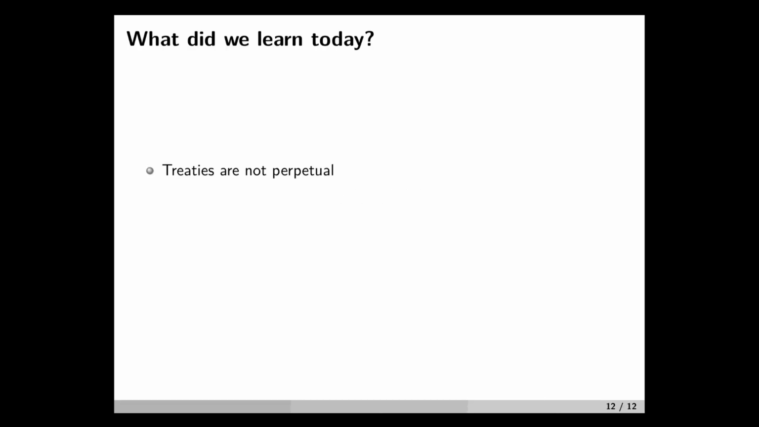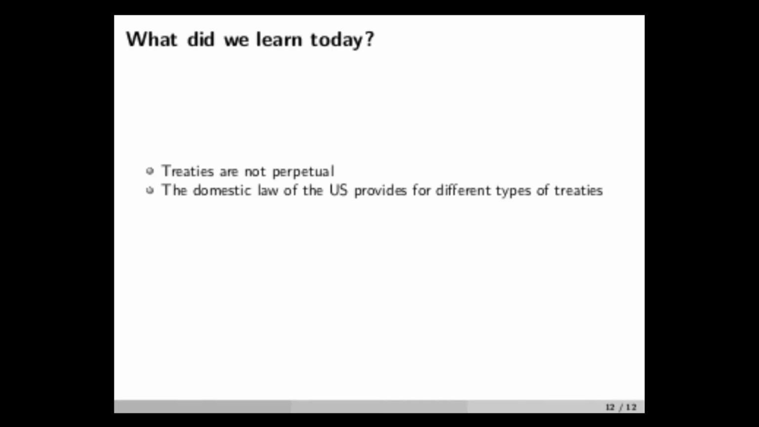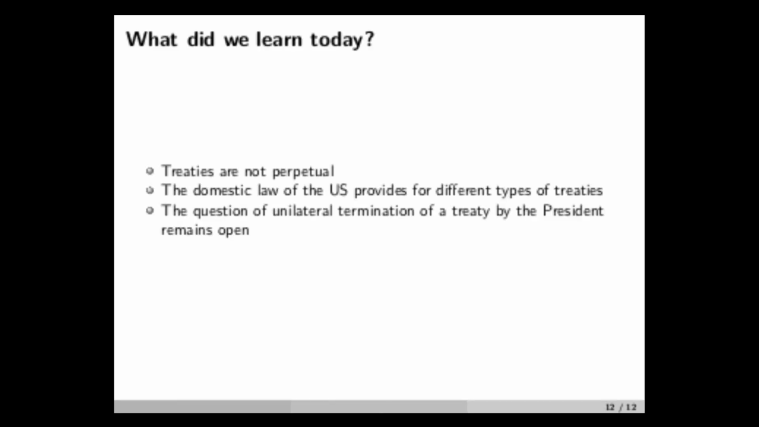So in conclusion, what do we know? We know treaties are not perpetual. They don't last forever. Treaties provide for withdrawal, and in fact they should provide for withdrawal, because of the doctrine of sovereignty. We know that the domestic law of the United States provides for different types of treaties, but we also know that it doesn't matter to the rest of the world. To the rest of the world, when the United States signs an agreement, whether it's a constitutional treaty or an executive agreement or a congressional executive agreement, they are all binding international law. And then finally, we learn that the question of unilateral termination of a treaty by the president is open. It is still up for debate.